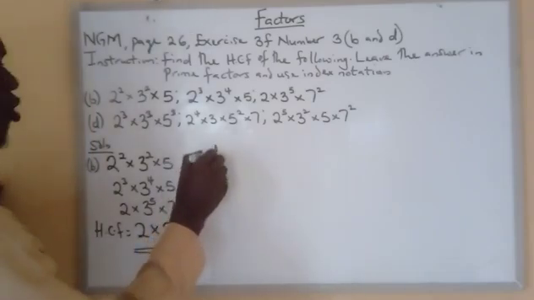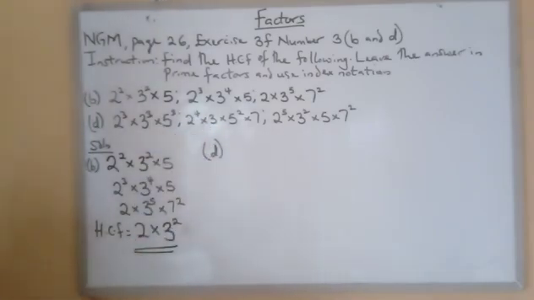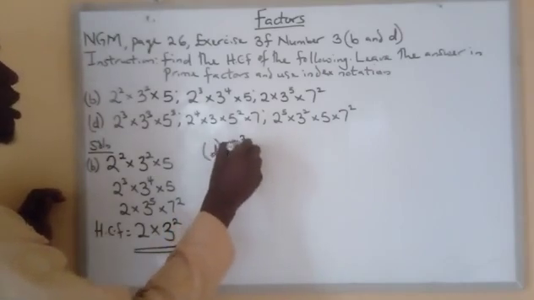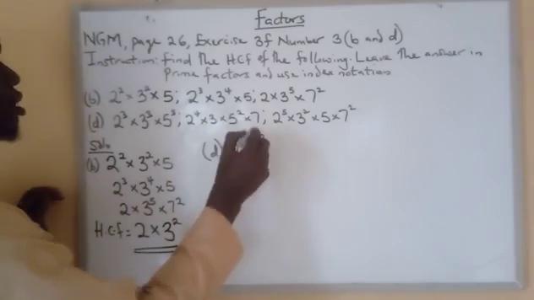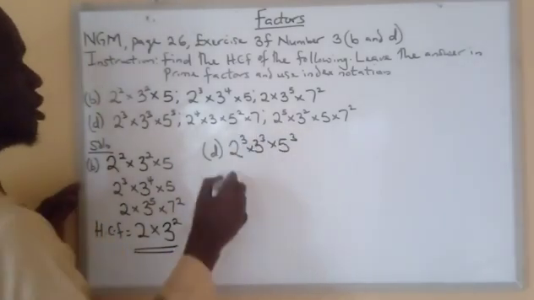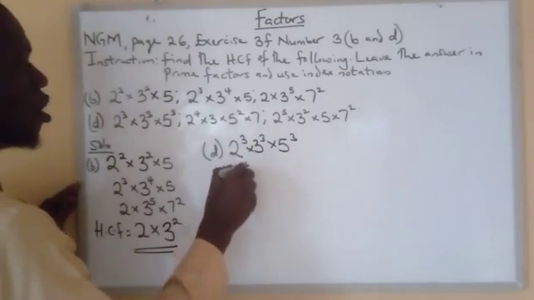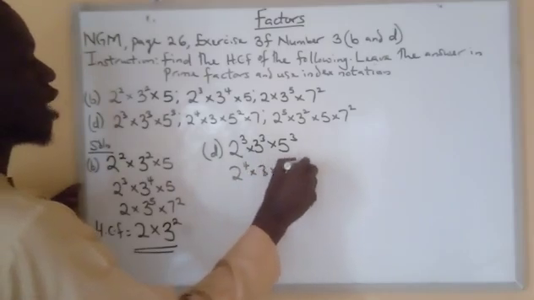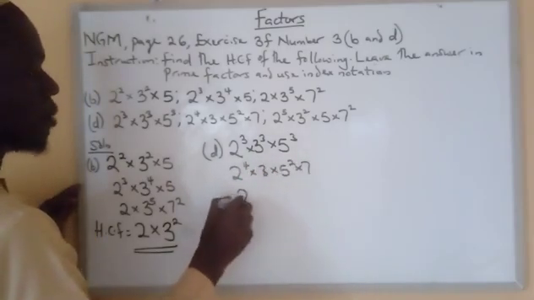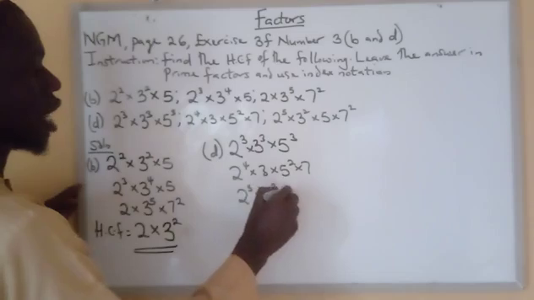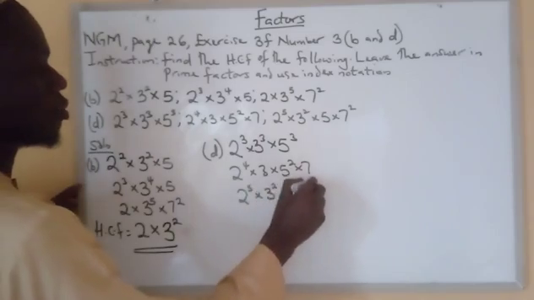The D part of the question says 2 to the power of 3 times 3 to the power of 3 times 5 to the power of 3. Then we have 2 to the power of 4 times 3 times 5 to the power of 2 times 7. Then 2 to the power of 5 times 3 to the power of 2 times 5 times 7 to the power of 2.